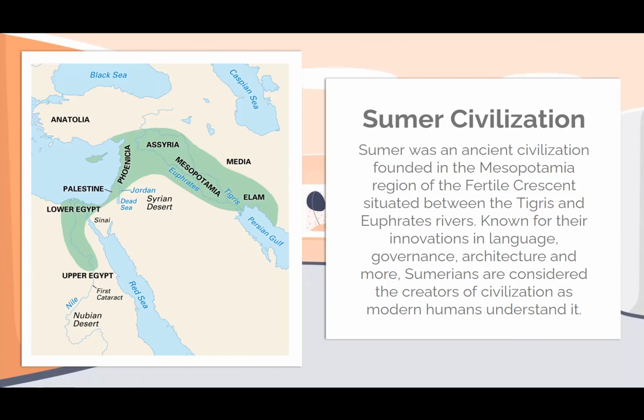Because they had more food and more time on their hands, because they weren't traveling, people had more time to create artwork, to think about the meaning of the world and create religion, create writing, make their own governments, things like that. So known for their innovations in language, governance, architecture, and more, Sumerians are considered the creators of civilization as modern humans understand it.